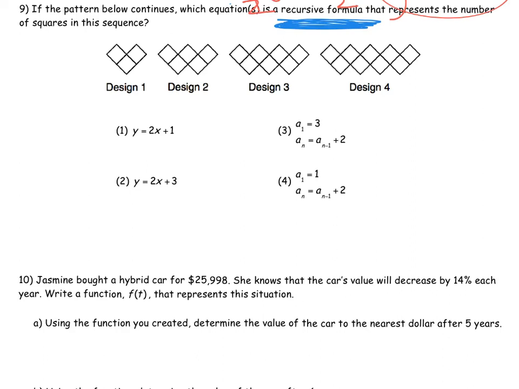So immediately you should be crossing off answer choices 1 and 2 because they don't include a first term. So now if I look at the sequence, I know that the first term, my a sub 1, is going to be 3.